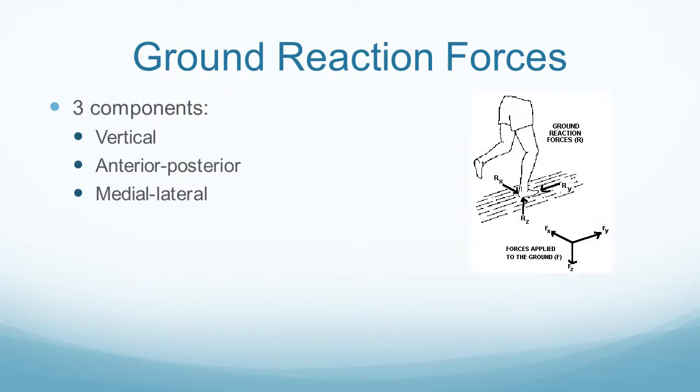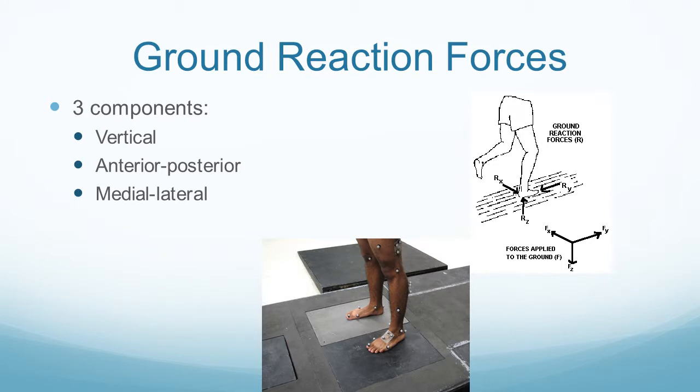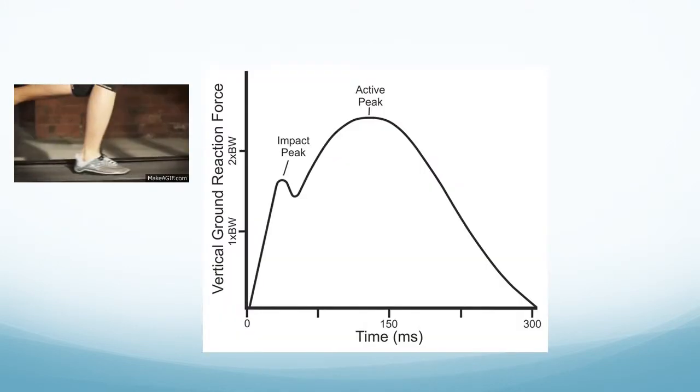Ground reaction forces are the equal and opposite forces exerted on the body during contact with the ground. These forces are typically resolved into 3 components: vertical, anterior-posterior, and medial-lateral. They are best measured using a force plate. The vertical ground reaction forces have important implications in relation to running.